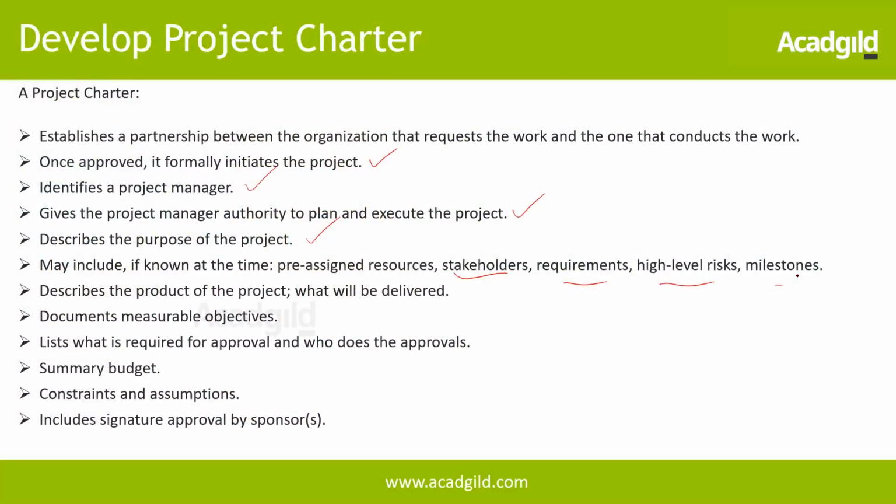So anything that you look at from a very high level perspective, everything will be documented here. It talks about what the product of the project is, what we are going to deliver, and it's going to have the measurable objectives, the different metrics that we are going to see for the performance of the project, what is required for approval and who does the approvals at every stage of the project, and of course the high level budget.